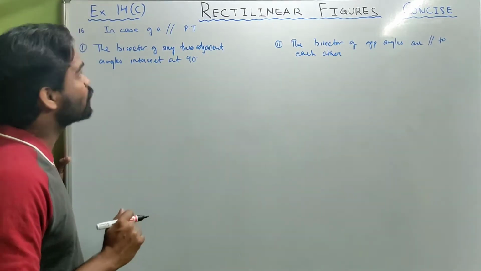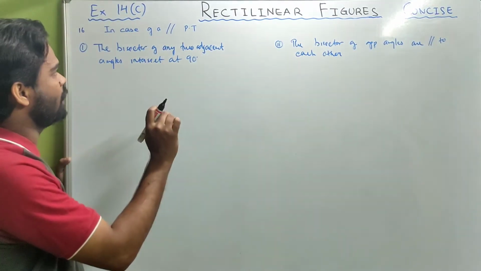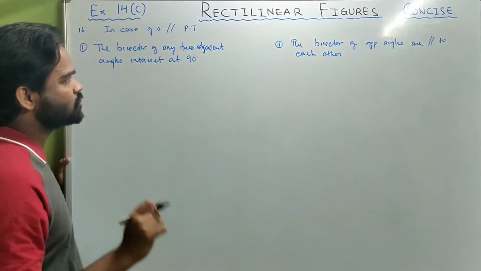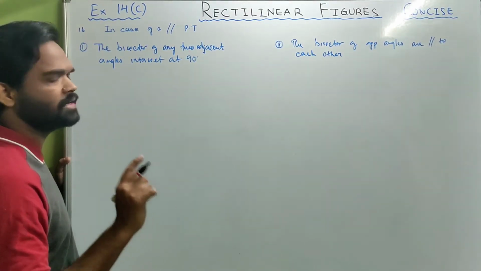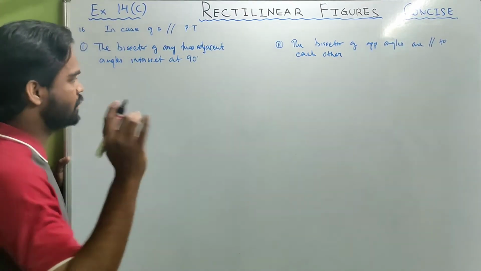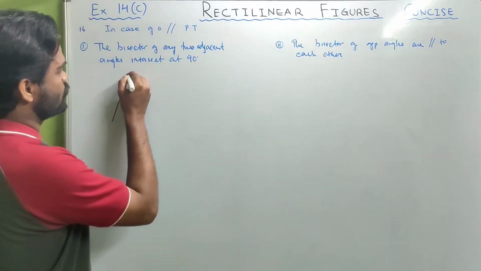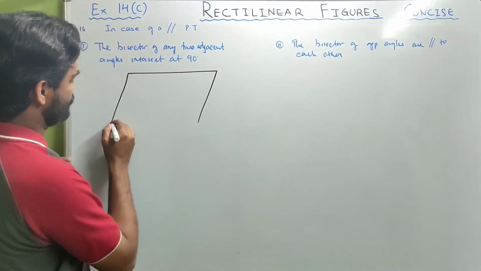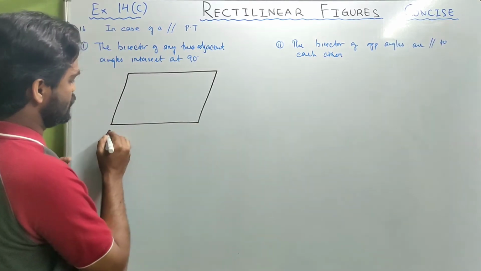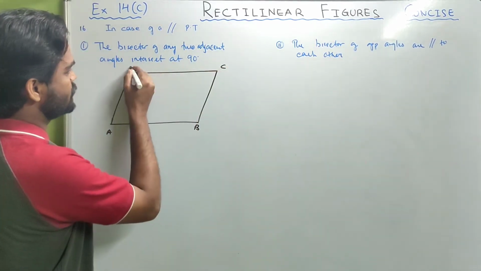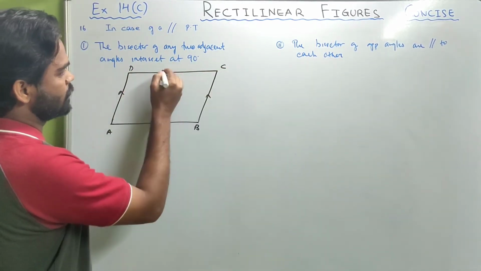Now look at 16 part 1. In case of a parallelogram, prove that the bisectors of any two adjacent angles intersect at 90 degrees. Very easy. Just draw the diagram first. Suppose ABCD is a parallelogram.